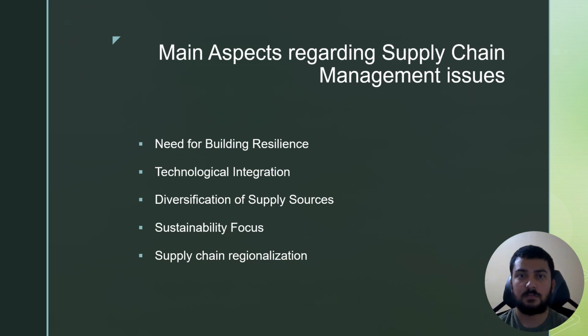So, the main aspects regarding supply chain management issues are the need for building resilience, technological integration, diversification of supply sources, sustainability focus, and supply chain regionalization.